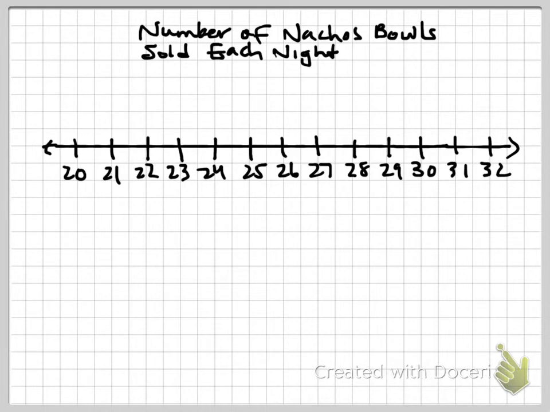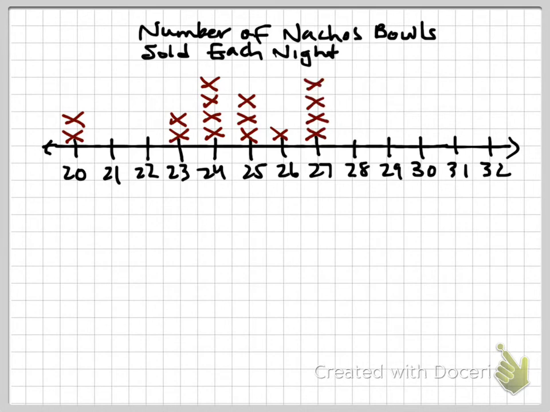Okay, so we're not given a specific number of nights, just a group of nights that they were looking at, gathering data. So with a dot plot, we just make little X's. And what does that represent? We had 2 different nights where they sold 20 bowls each. And then same thing, there were 2 nights when 23 bowls were sold. Okay. And I'll just keep going. 1, 2, 3, 4 for 24. 25, we had 3. 26, we had 1. 27, 1, 2, 3, 4, 5. And then 29, there was 1. 32 and 31, 1.